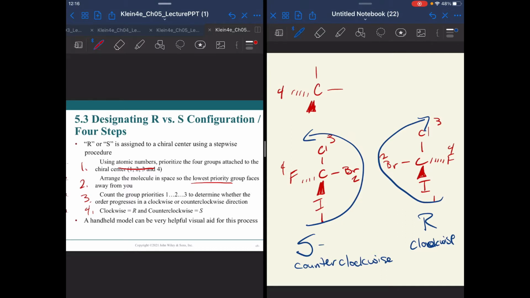You're going to arrange it so that the fourth priority is in the back, or you're at least going to learn a rule about that. And then you are going to connect 1, 2, and 3. Clockwise is R, counterclockwise is S.